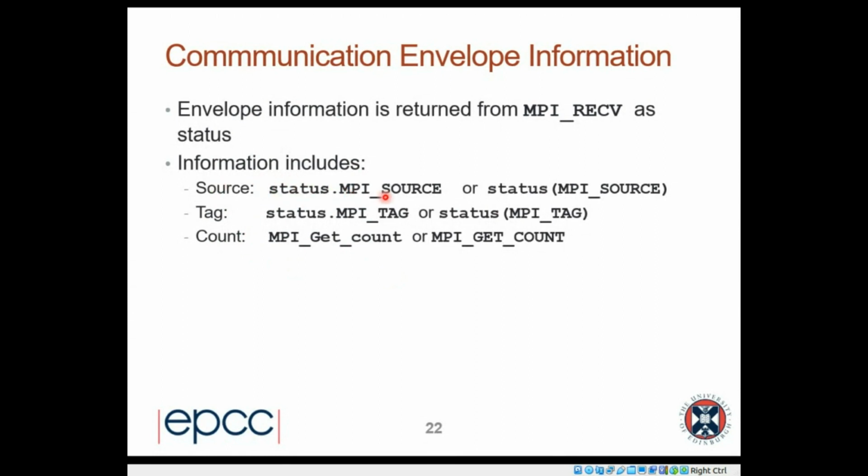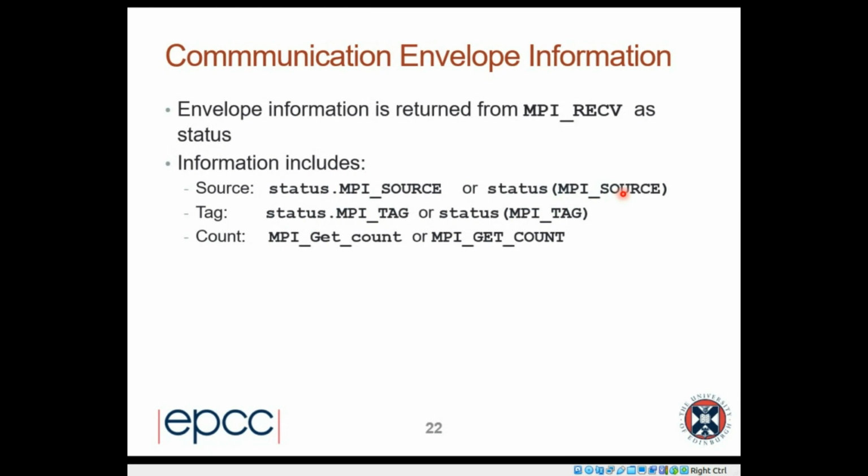So the status in C, these are direct elements of the structure. The source is status.MPI_SOURCE. The tag is status.MPI_TAG. Remember, these are filled in when the receive completes. In Fortran, remember I said status was a little array, which might be, I don't know, 6 long. The status source might be the third element of that array, in which case MPI_SOURCE would be 3 in the header file.